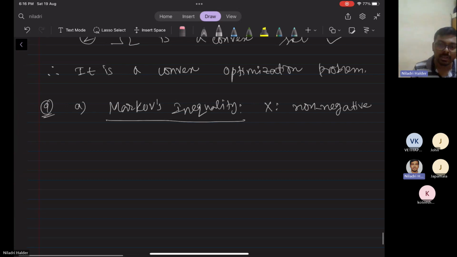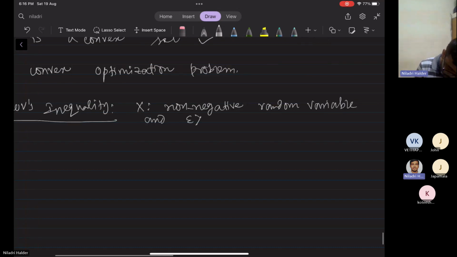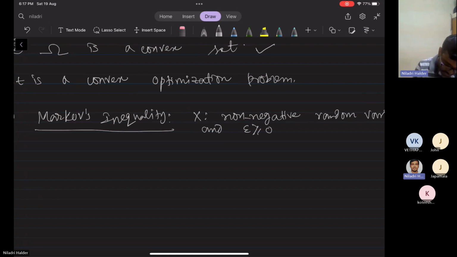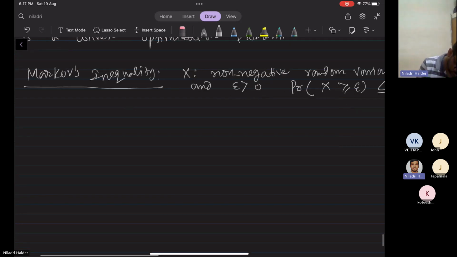If x is a non-negative random variable, and epsilon is greater than 0, a small number, then we can write that the probability of x greater than or equal to epsilon is less than or equal to the expectation of x divided by epsilon. The proof is as follows.